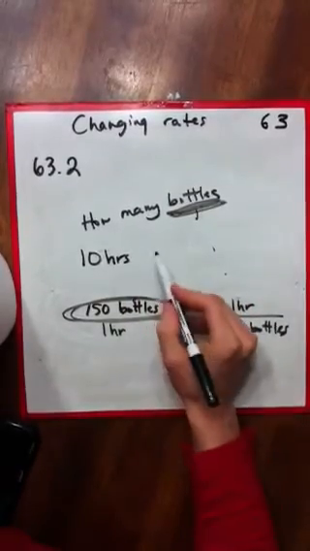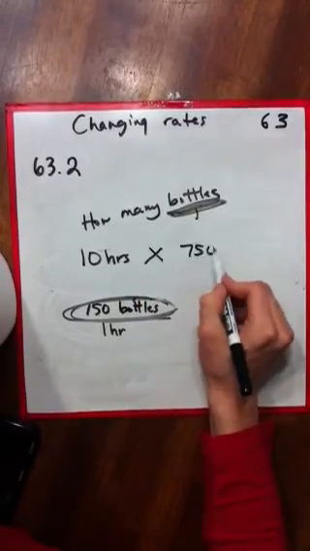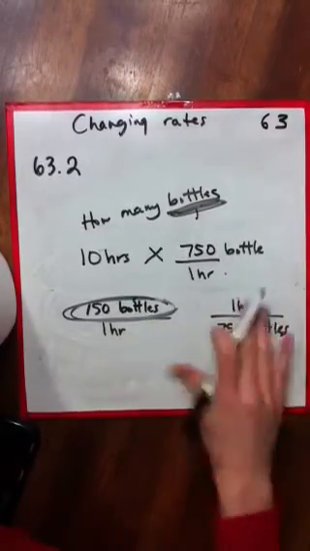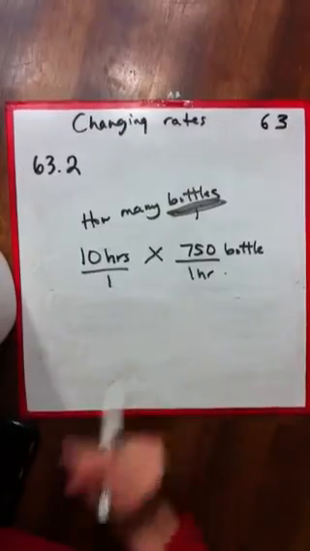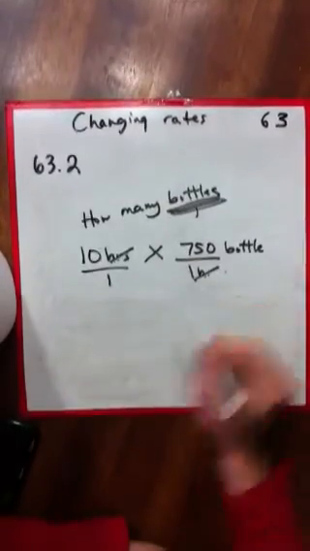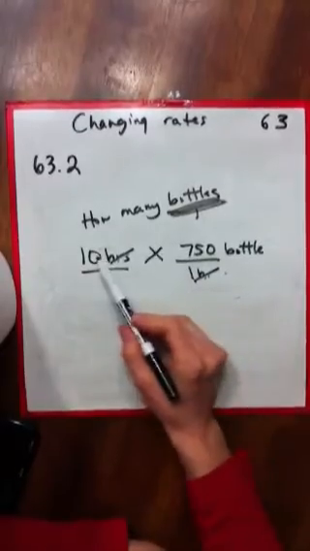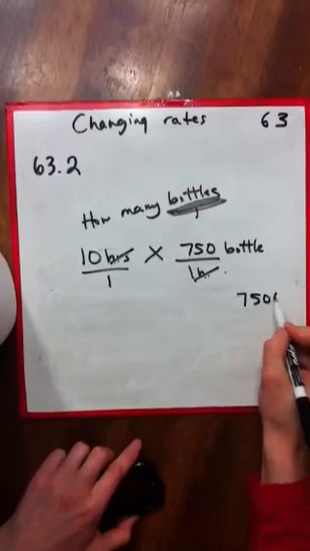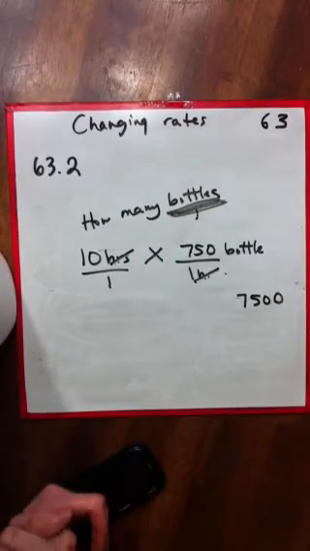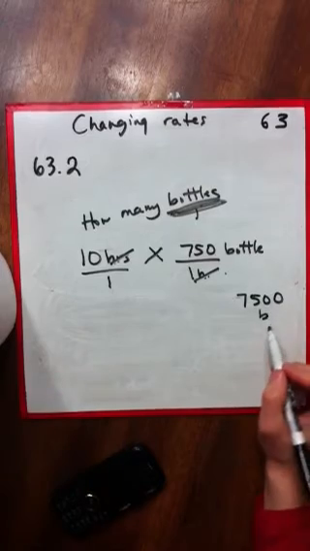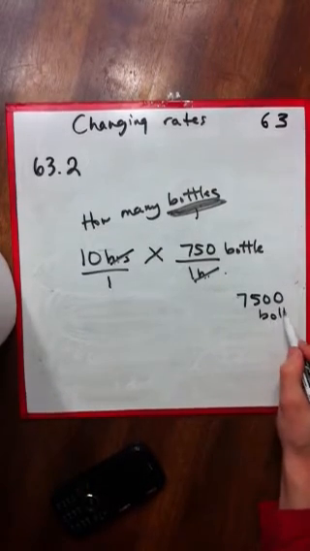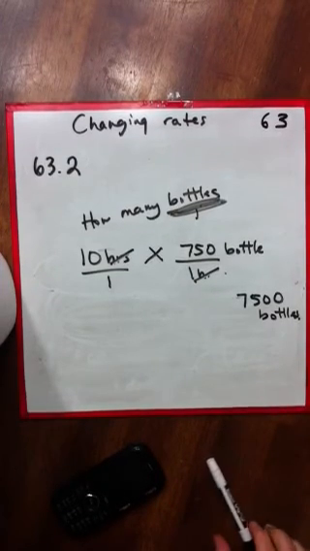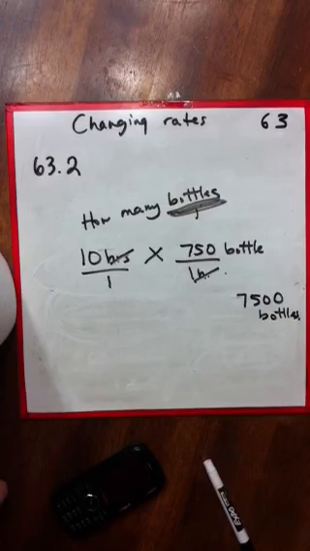So 10 hours times this rate, 750 bottles over 1 hour. We'll put the 10 over 1 to help out. The hours cross out, and then I get 750 times 10, which is 7,500. So 7,500 bottles is what it will be able to cap in 10 hours at the new rate. All right, let me do 63.3.